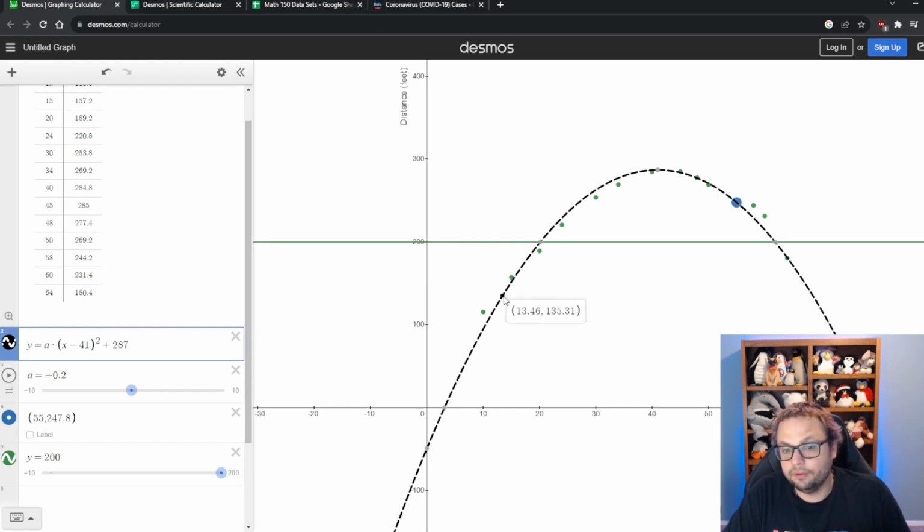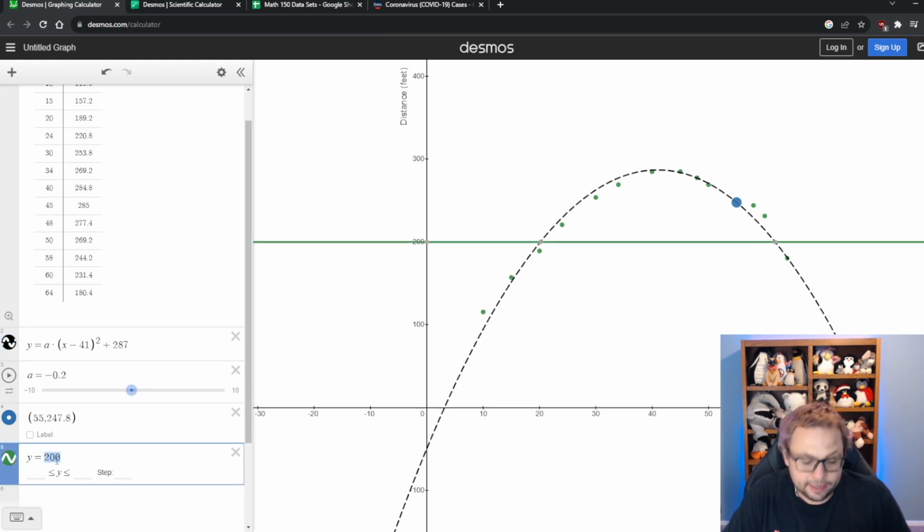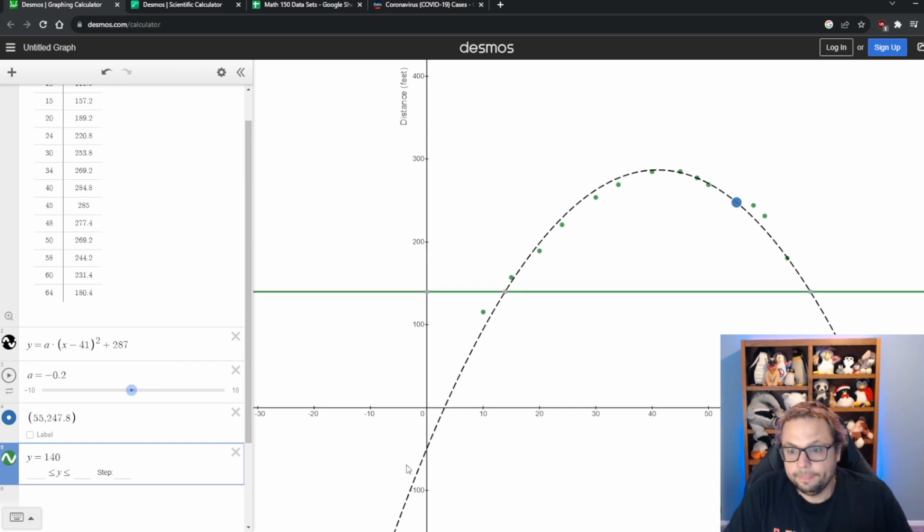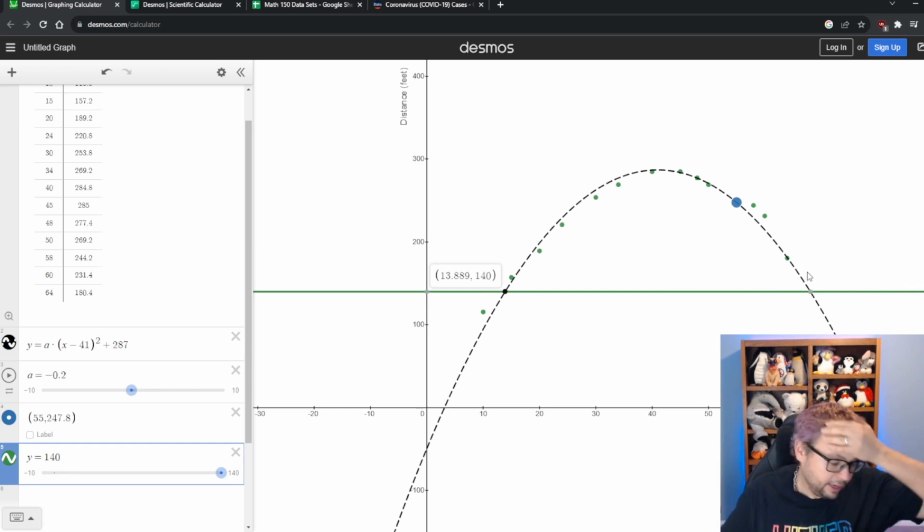Or if we were looking for, say, this number of feet, so something like 140 feet instead, then we see there's two answers, but we'd have a lot more confidence in this answer of about 14 degrees than we would in this answer of about 68 degrees, because this one is within the range of our data set, and this one is not within the range of our data set. So keep that in mind. You should always look at how the answers you're giving when you're using your model compare to the data you actually have.